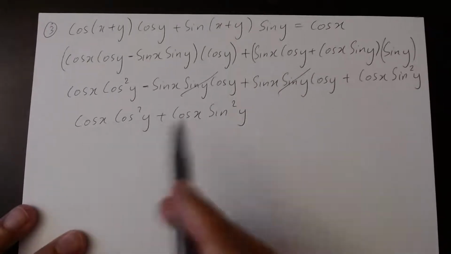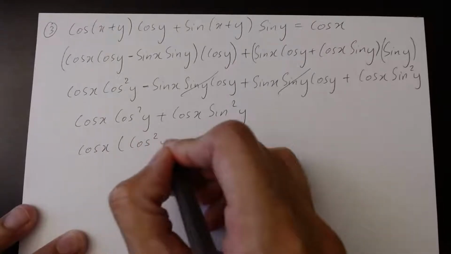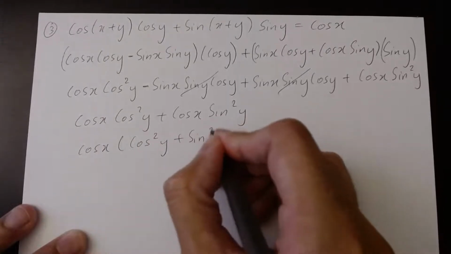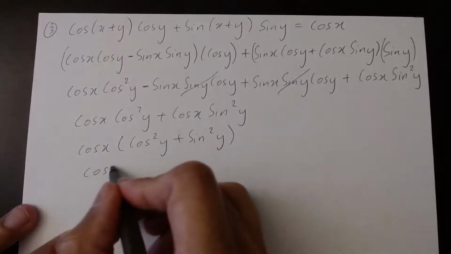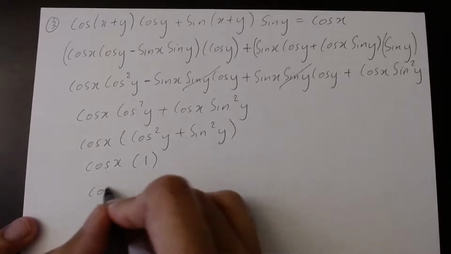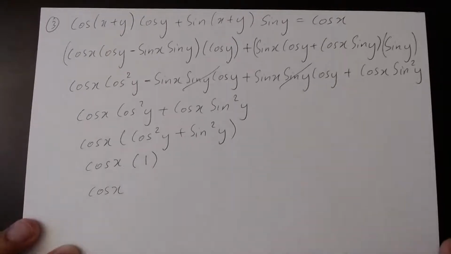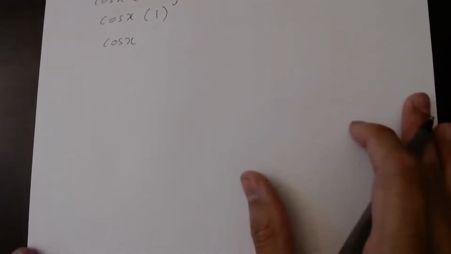And now if I common factor out a cos x, I'm left with cos square y plus sine square y. And I know that cos square y plus sine square y is just 1, and cos x times 1 is just cos x. Last question.